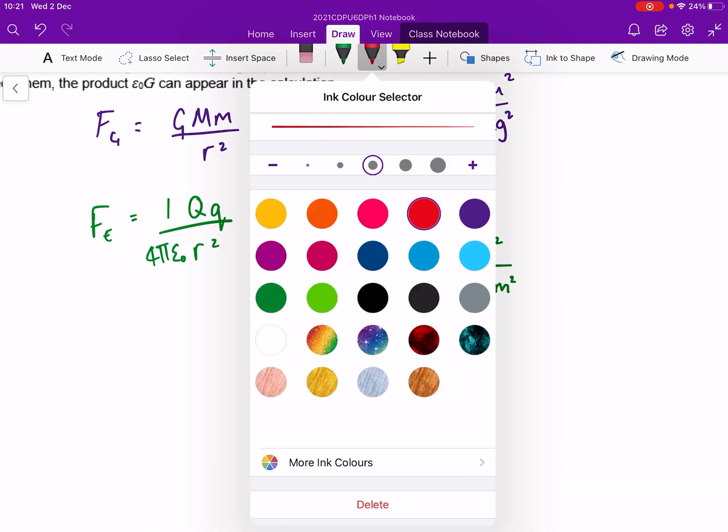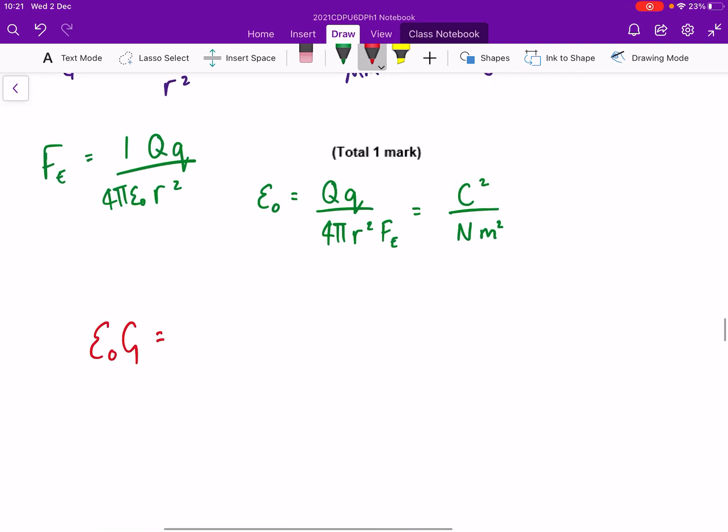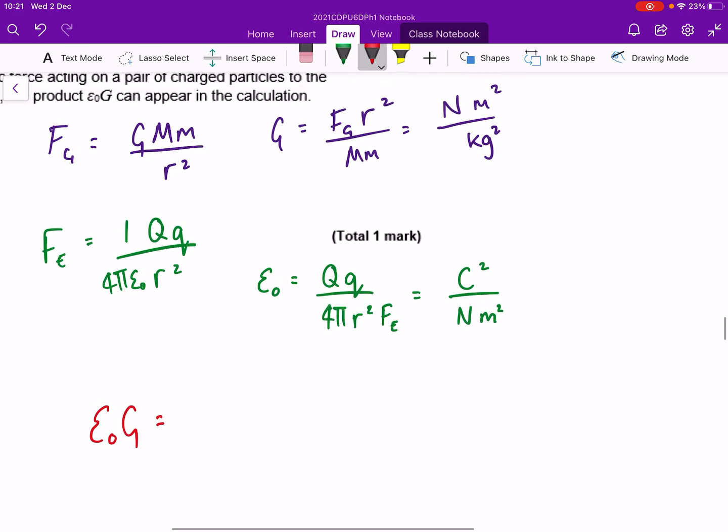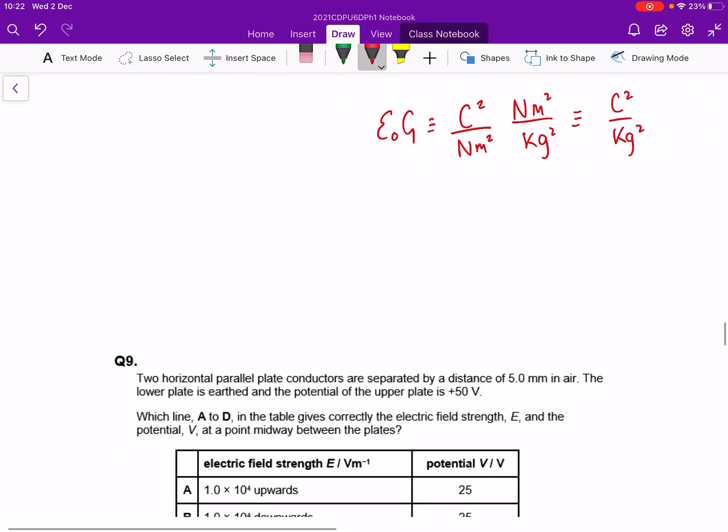Okay. So we need to do epsilon naught G. So let's get another color. So epsilon naught G is going to be units, because that's what we're looking for, right? Units of coulomb squared over newton meters squared. I'm glad I didn't change that newton to something more complicated. Multiplied by G, which is newton meters squared over kilograms squared, which is going to be coulomb squared over kilograms squared. Is that an answer? Coulomb squared, kilogram squared. A is the correct answer for question 8.